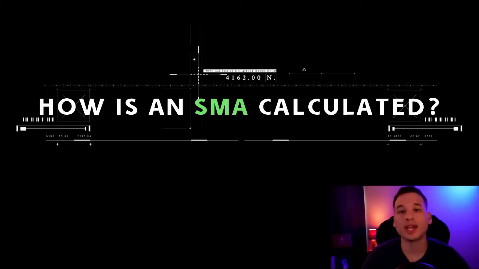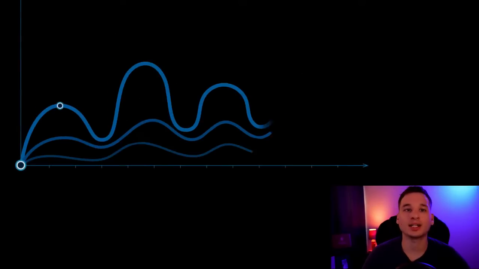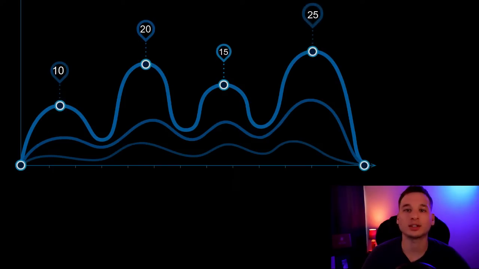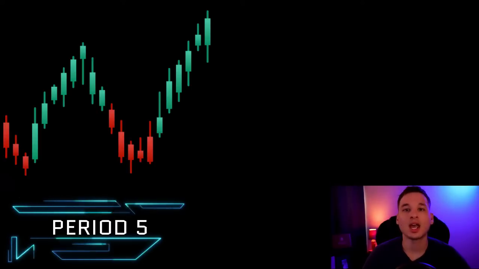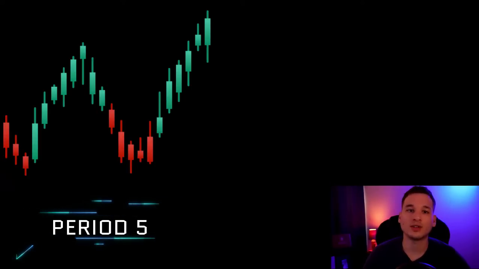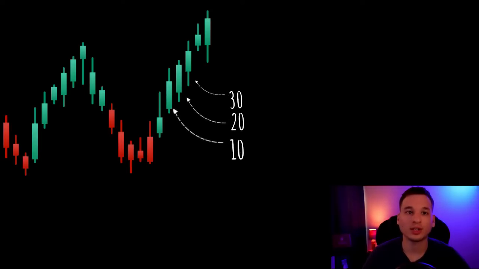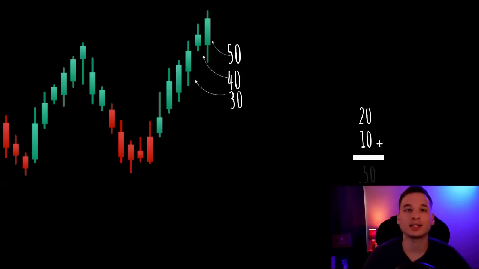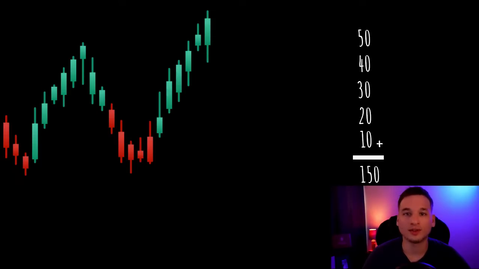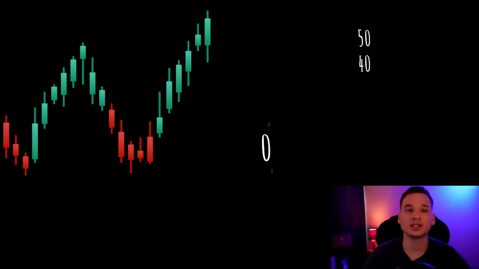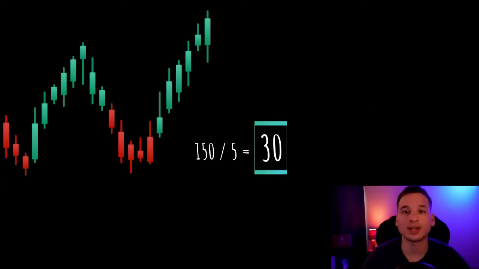A simple moving average is calculated by plotting the average price of a particular time period and then overlaying it on top of the price action. So if a trader has a period 5 SMA line and the last 5 candlesticks of a particular ticker were 10, 20, 30, 40, and 50, then the SMA line would be plotted at the sum of those numbers divided by 5. In this instance, the SMA line would be plotted at the $30 mark.